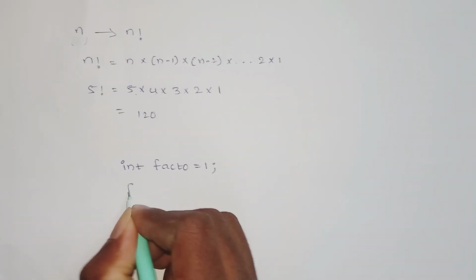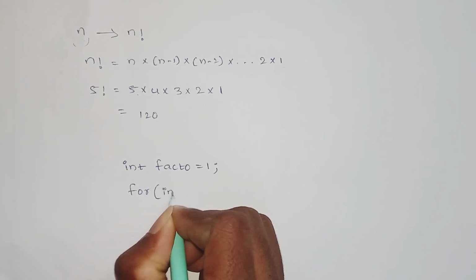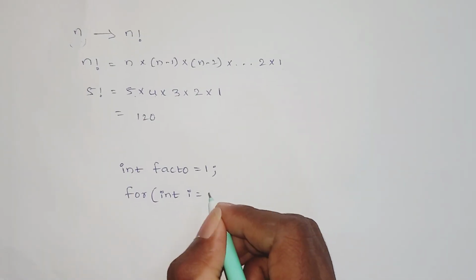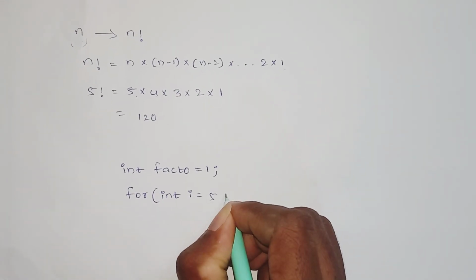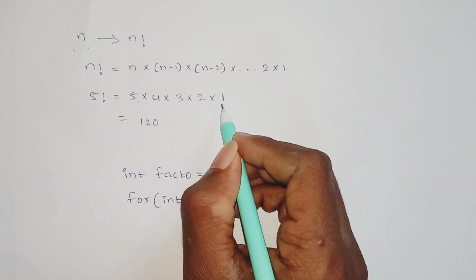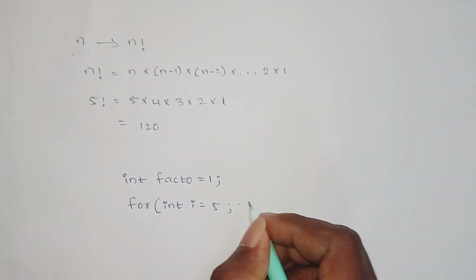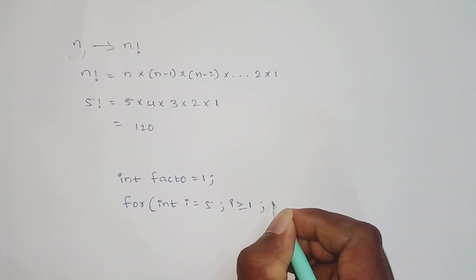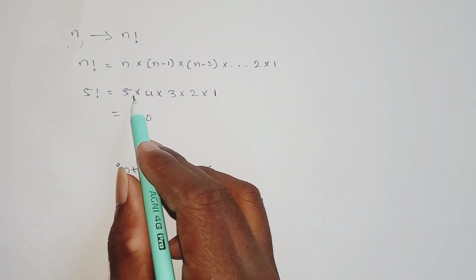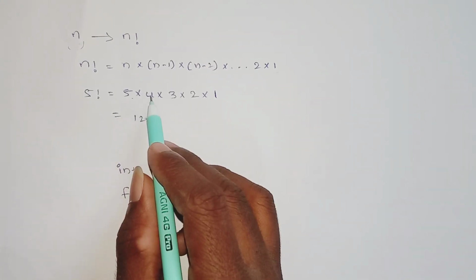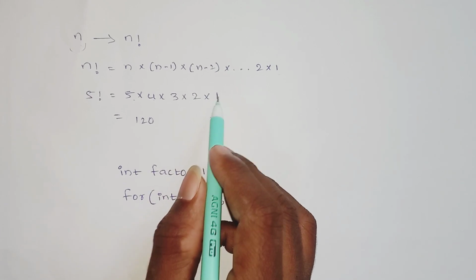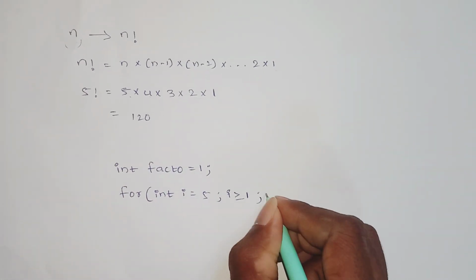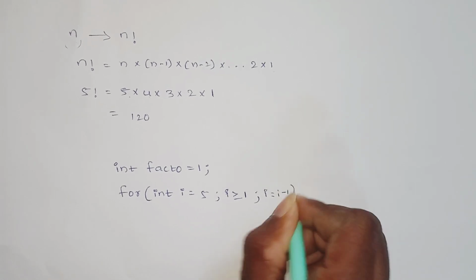Now we need to take a for loop for int i equals to, so as we are finding 5 factorial, here we need to take i equals to 5 and then the condition should be: once we get 1, then we need to stop, right? So here i greater than or equal to 1. And as at first we got 5, then 4, then 3, then 2, then 1, each time it is getting reduced by 1, right? So here we need to take i equals to i minus 1.